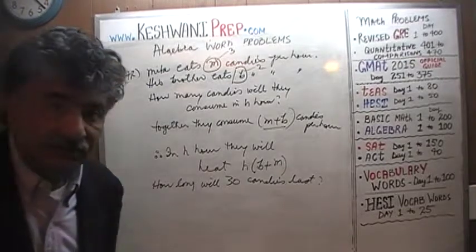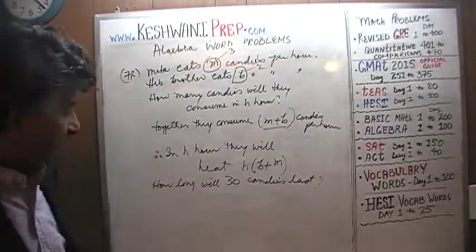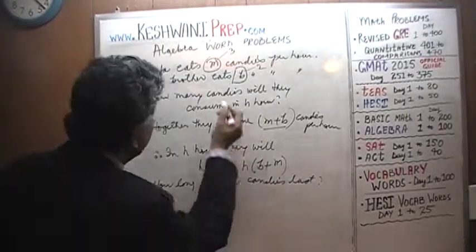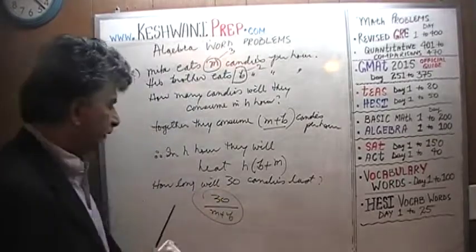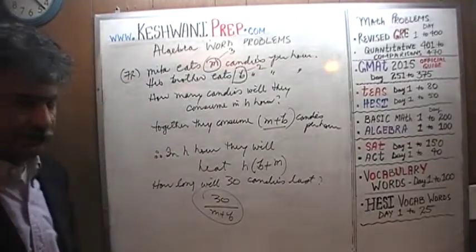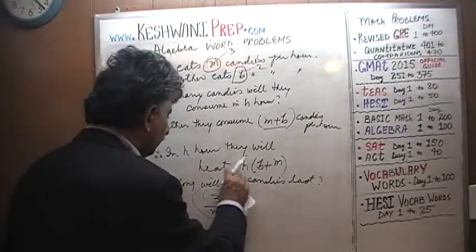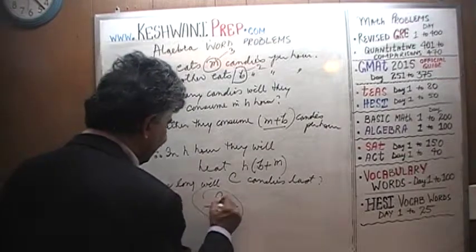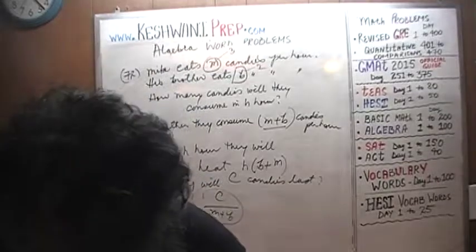How do we get 6? By dividing 30 by 3 plus 2. That's exactly what we're going to do. How long will 30 candies last? 30 candies will last 30 divided by m plus b. How long will c candies last? Well, c candies will last c over m plus b. That's what it is.